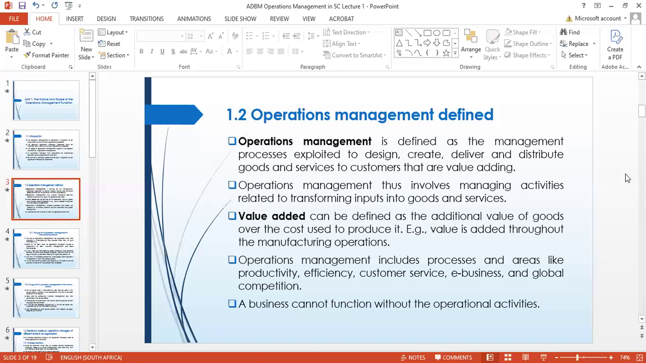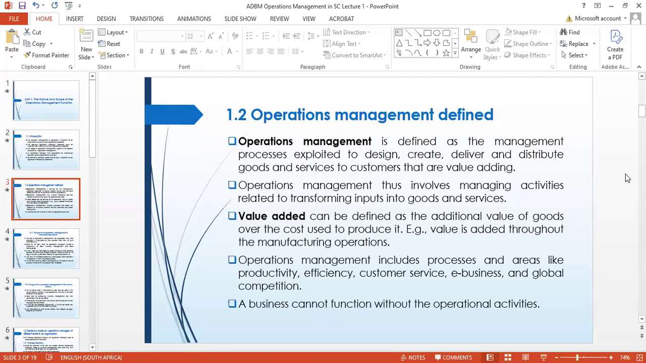We'll cover this also later on in detail. We have inputs that are fed into a process, right? To come up with the goods, to come up with the what? The services, which are outputs.